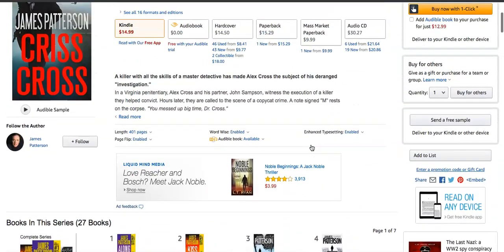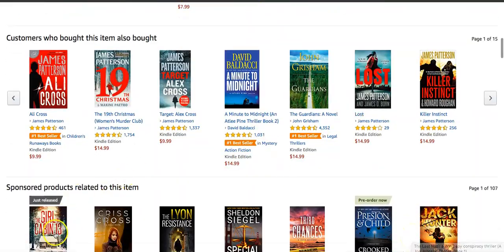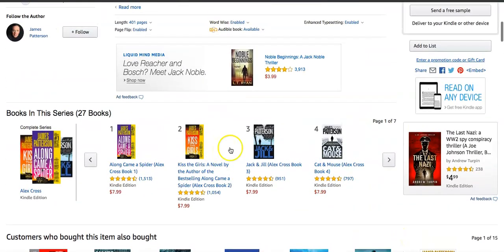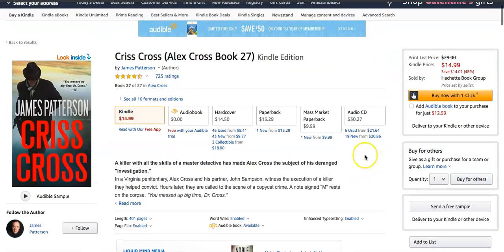Sometimes I have books where I will show up here, and first here. And I don't know how that happens. I don't know how you get these slots specifically, but at some point you may see yourself in those slots as well. So that's what we're talking about when we're talking about doing the sponsored ads.